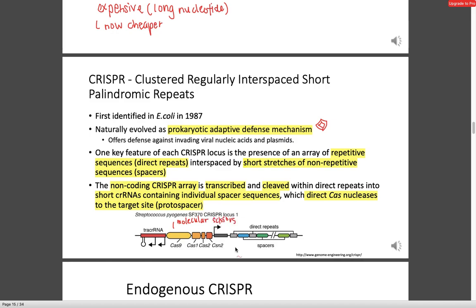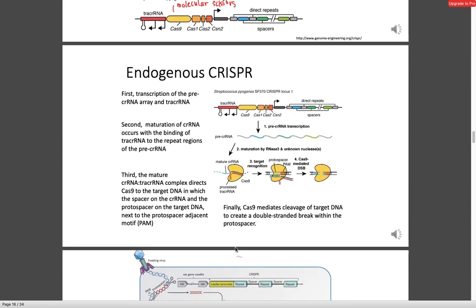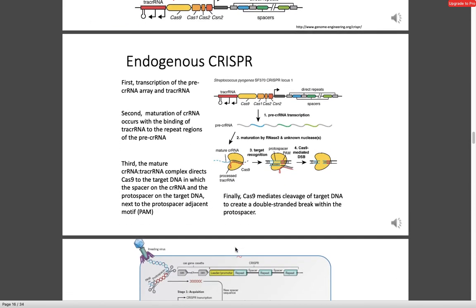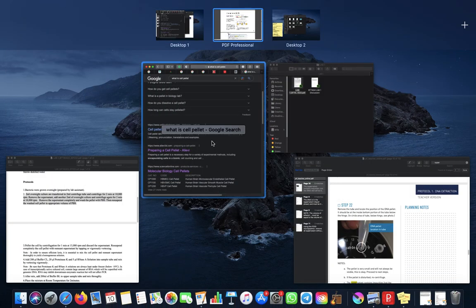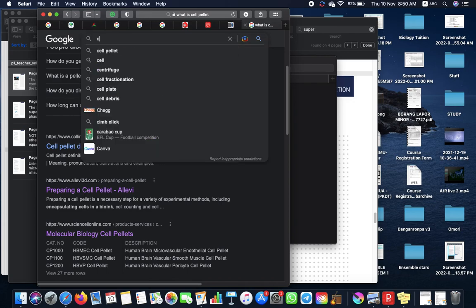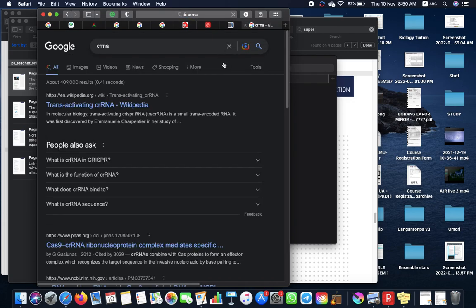This is for Google crRNA dengan tracrRNA. Google. Tak ingatlah apa dia punya nama full. This is from chromosome, is it? crRNA. Cepat Google.